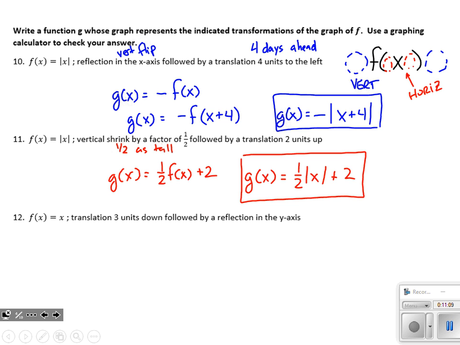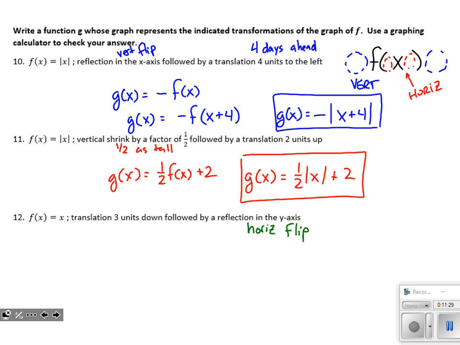For problem number 12, here we're starting off with a linear function, and our transformation is 3 units down, followed by a reflection in the y-axis. That's a horizontal flip. Flipping across the y-axis, that's going side to side. So let's deal with the 3 units down first.